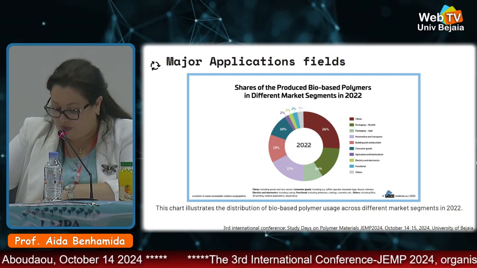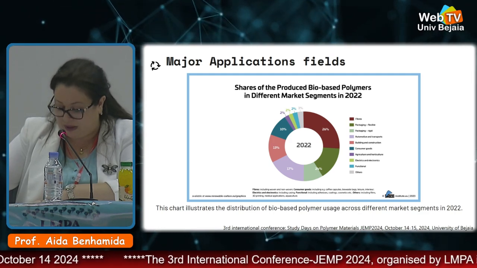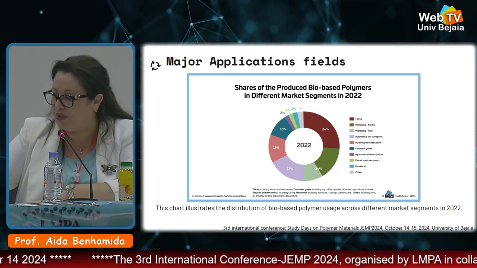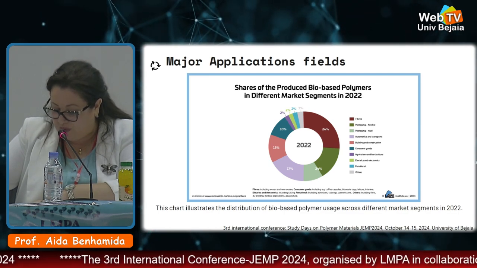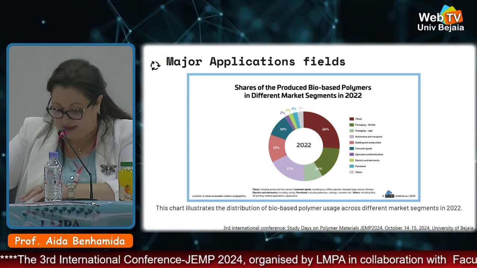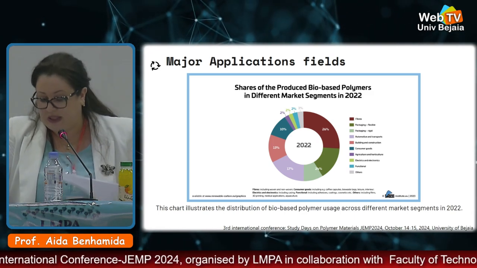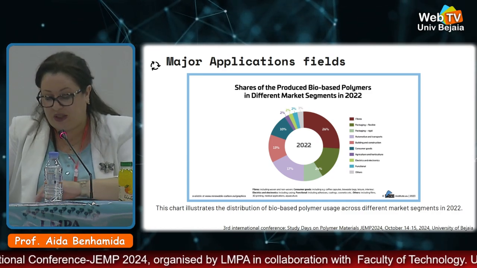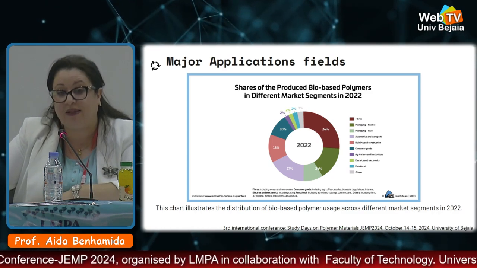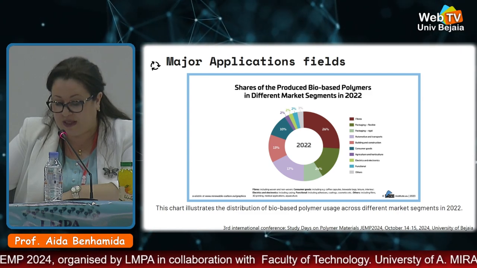That chart illustrates the bio-based polymer usage across different market segments in 2022. We are using the same reference. As you may see, the largest share, 26%, is attributed to fibers, woven and non-woven ones, followed closely by flexible packaging at 24%, highlighting the growing need for sustainable alternatives in these sectors.